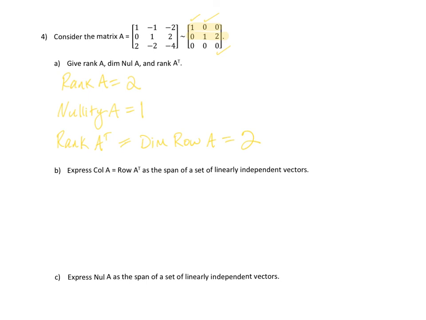Okay, express col A as the span of a linearly independent set of vectors. So that would be the pivot columns of the original matrix A. So that would be 1, 0, 2, and -1, 1, -2. And then I want to find a linearly independent spanning set, or a basis, of null A. I have to write out the solutions to AX equals 0.